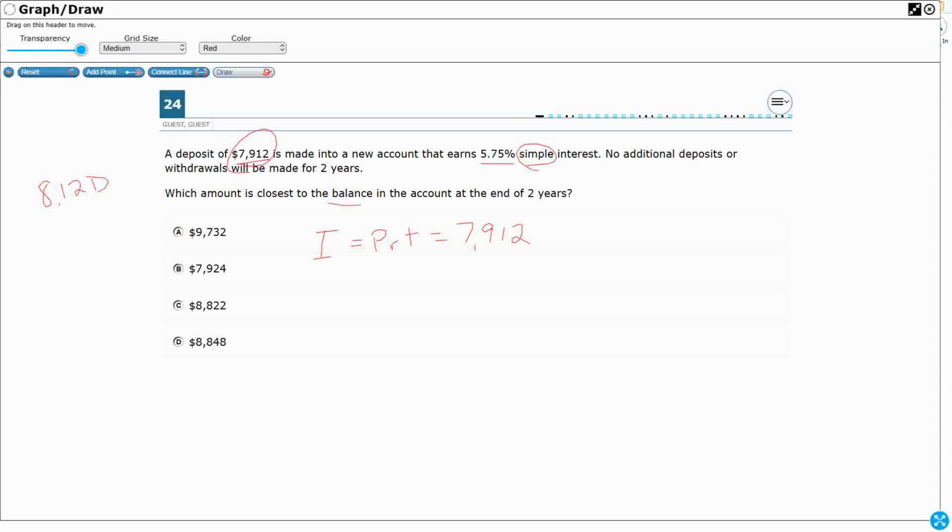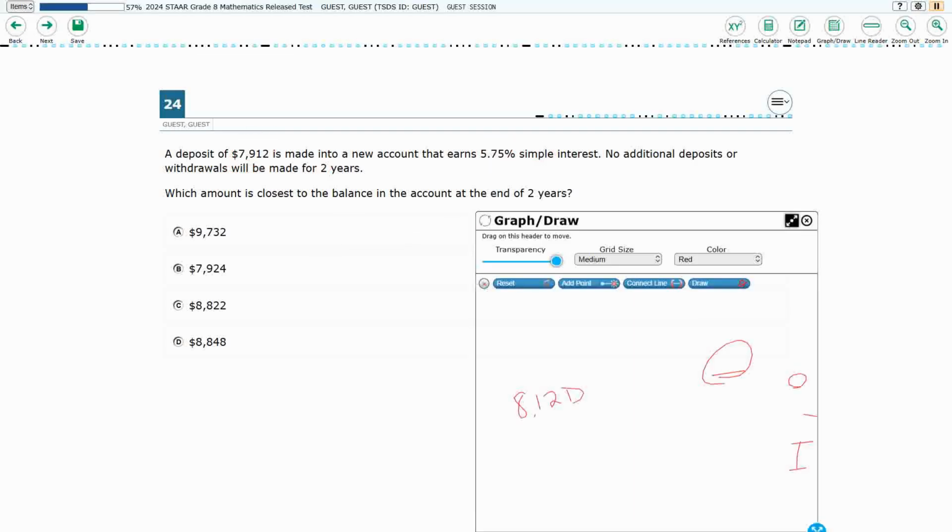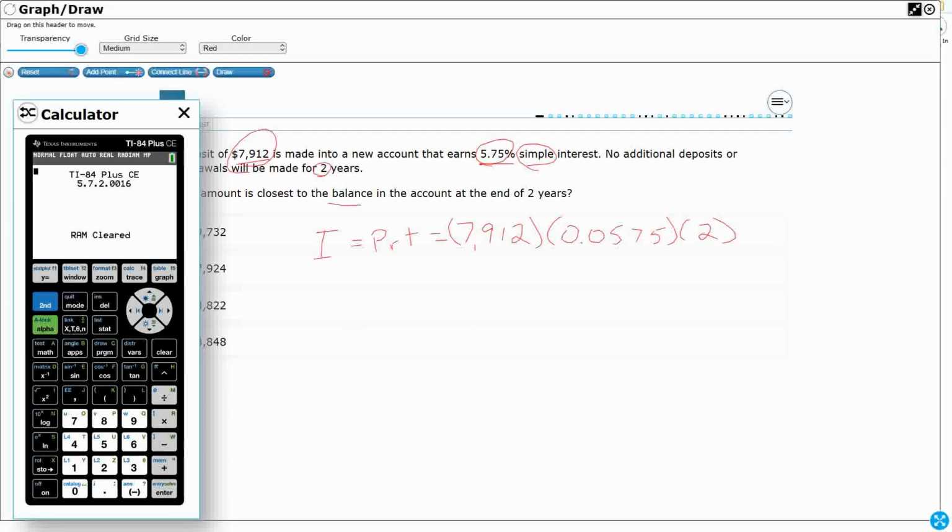79.12. What is the rate? 5.75, but I need to turn that into a decimal. So that's 0.05, because this is 5 parts out of 100, so I need that 5 in the hundredths place. And that 75 goes into the ten-thousandths place. And then the time is 2 years. All right, so that is how I'm filling that out. So let's get our calculator working. We've got 79.12 times 0.0575 times 2.